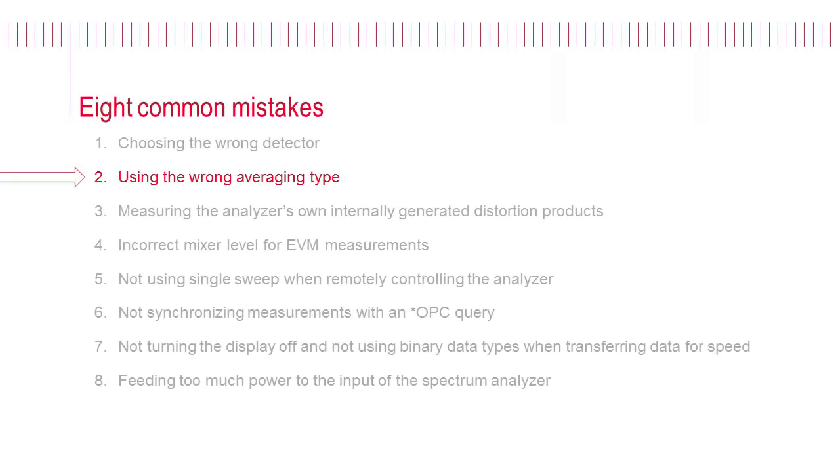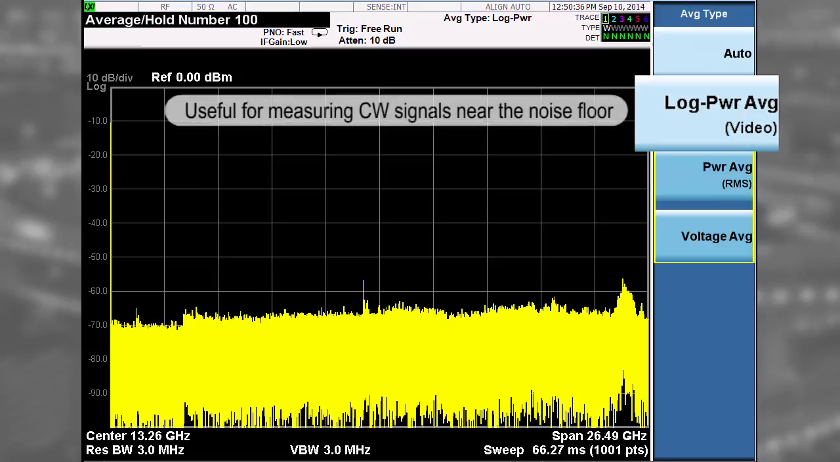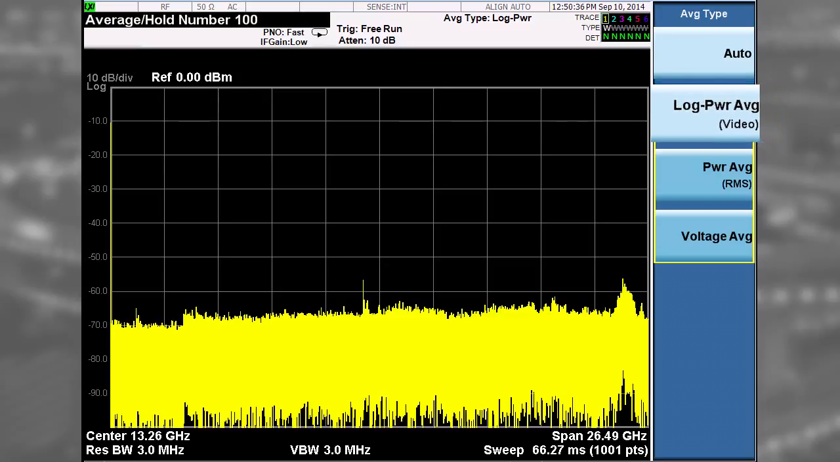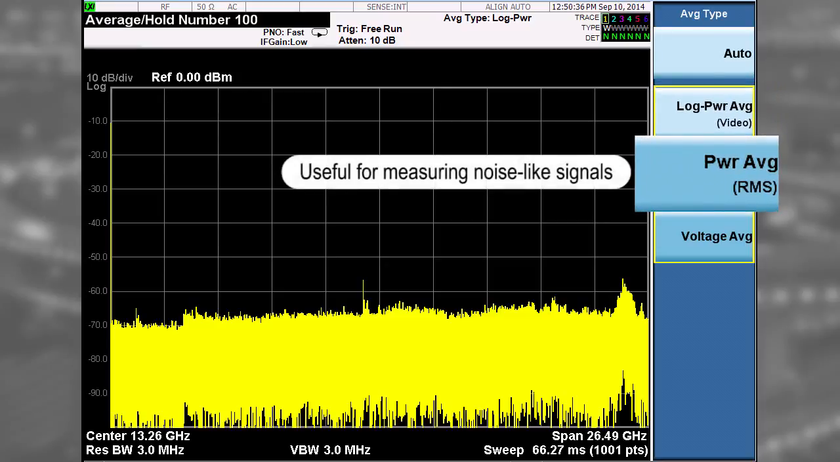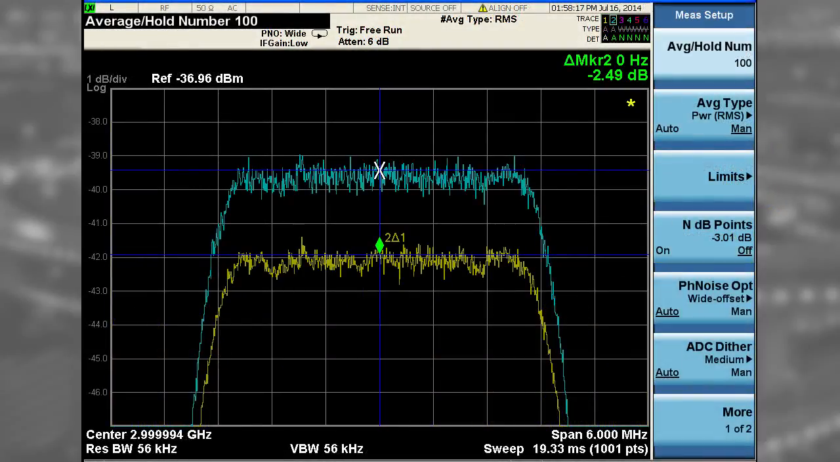The second mistake when using spectrum analyzers is choosing the wrong averaging type. Most analyzers offer log video averaging or RMS power averaging. Log video averaging performs the averaging on a logarithmic scale. This is useful for measuring CW signals near the noise floor and improves the signal-to-noise ratio. When measuring noise-like signals, such as WCDMA, RMS power should be used if averaging is applied. Log video averaging will cause the signal to be measured as much as 2.5 dB below the actual signal level.